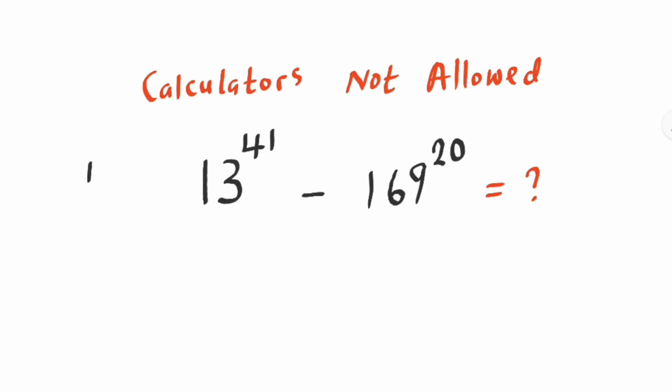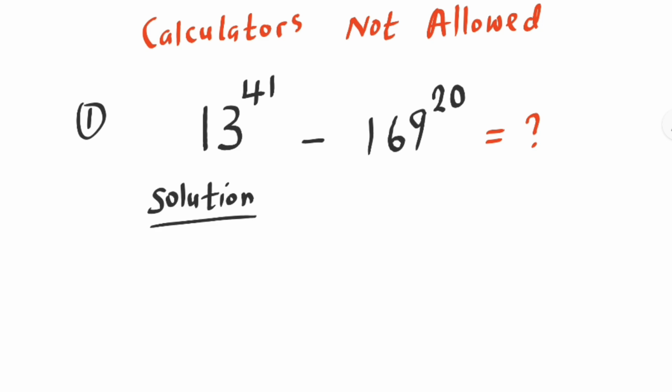Here we're going to solve two different problems. Let's call this number one. We have the given nice math problem: 13 raised to power 41 minus 169 raised to power 20 is equal to unknown.